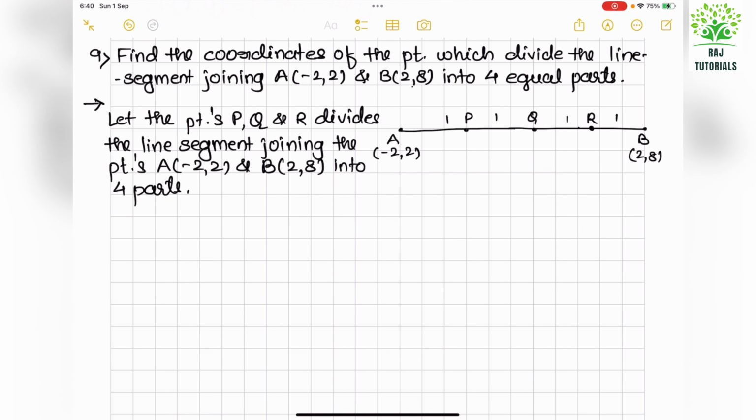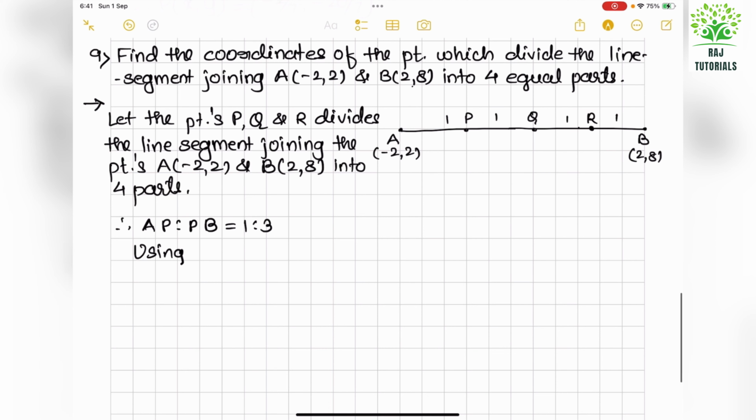Now next question says find the coordinates of the points which divide the line segment joining A minus 2 comma 2 and B 2 comma 8 into 4 equal parts. So here, as the question says, let the points P, Q and R divide the line segment joining the points A minus 2 comma 2 and B 2 comma 8 into 4 parts. That means AP will be one part, PQ will be equal to 1, QR will be equal to 1 and RB will also be equal to 1. So therefore I can say AP is to PB will be 1:3.